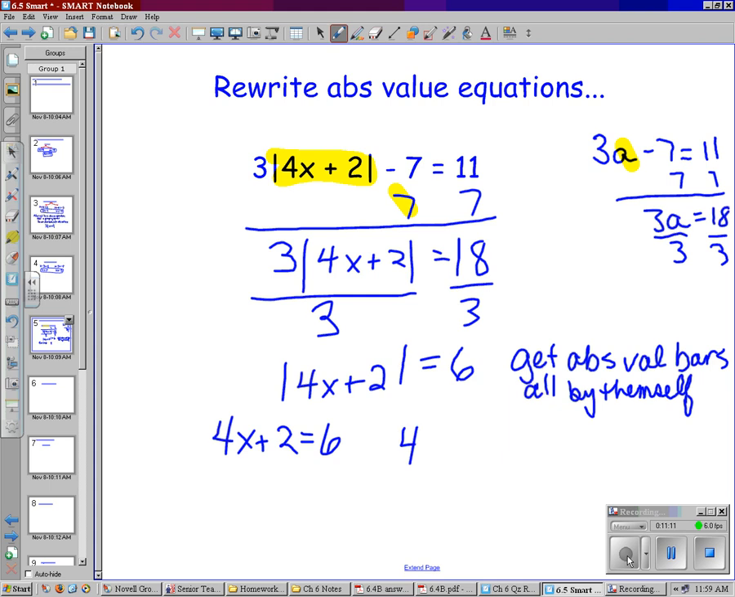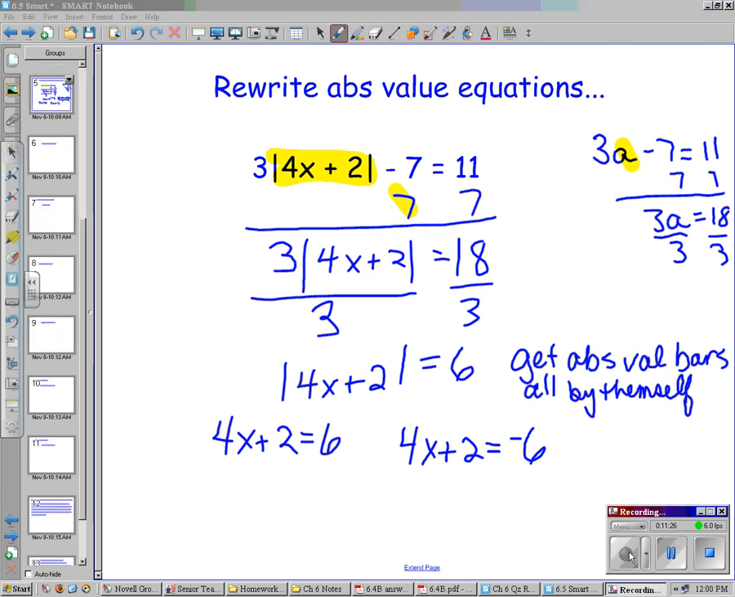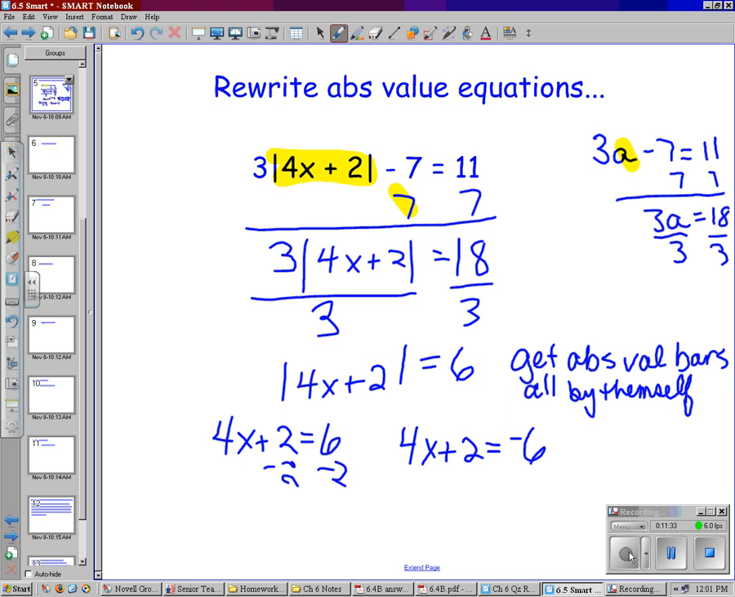And 4x plus 2 equals 6. Exactly. What is inside those absolute value bars gets set equal to both a positive and a negative 6. I'm going to pause a moment. I want you guys to finish up solving that. I need answers for these 2. We are subtracting 2 on both of them, but let's do them each individually.